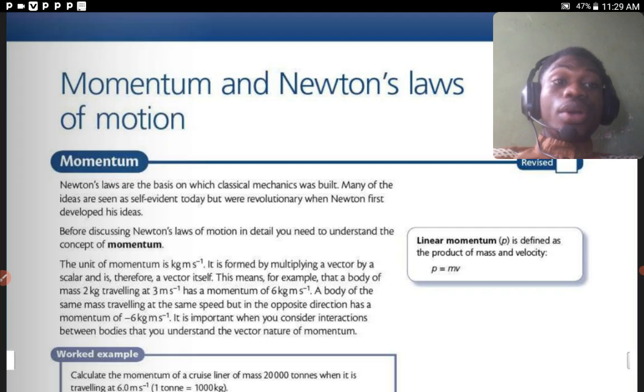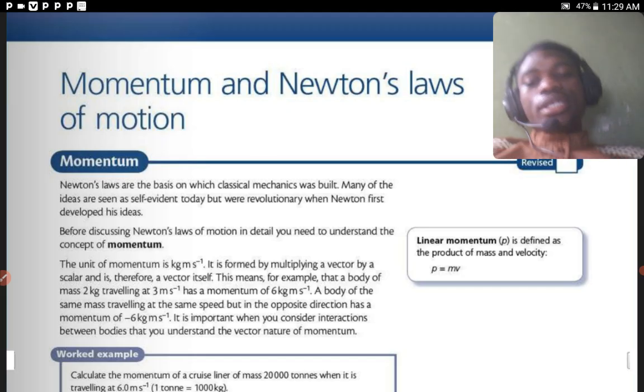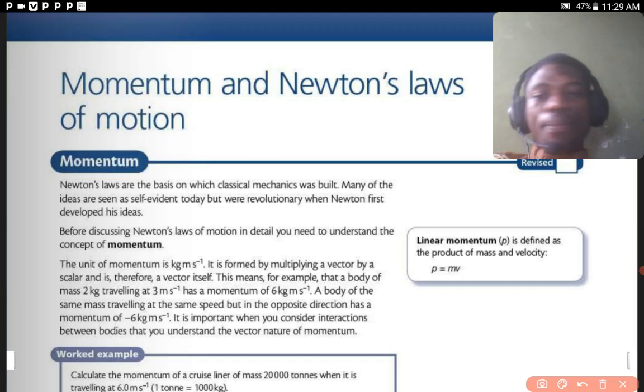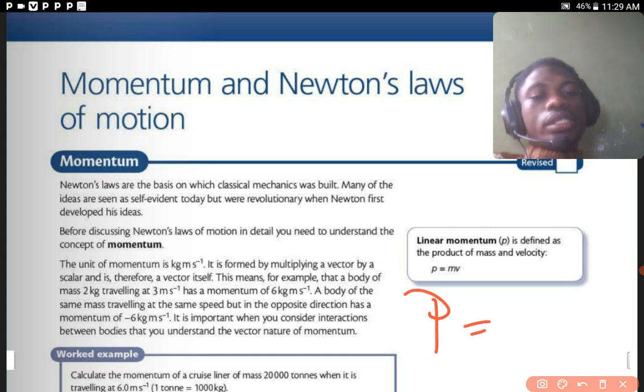Now momentum. I'll define what we call linear momentum. In physics, it's denoted with P. Linear momentum, we define this as the product of the mass and the velocity. Let me get my pen. So what I'm saying is this: momentum P is mv.